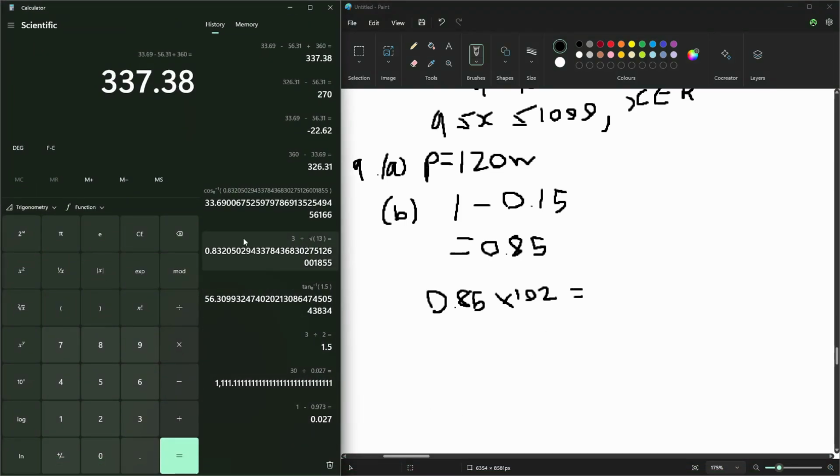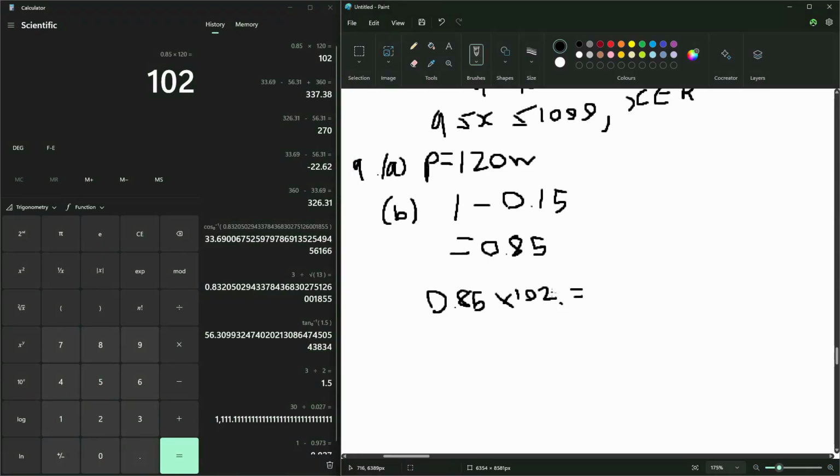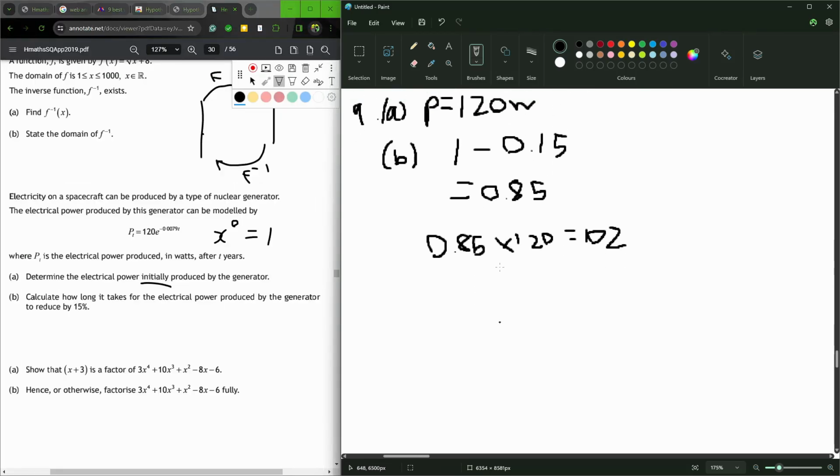Remember, in a calculator paper, there's no shame in using your calculator. Use it as much as you can. There you go, I was right, it was 102. I even wrote it down by accident. 102. So then we can plug this into our equation. So that means we get 102 equals 120e to the power of whatever that is.